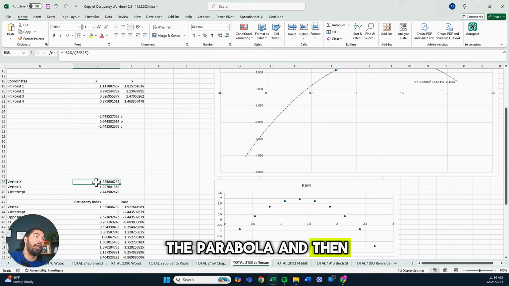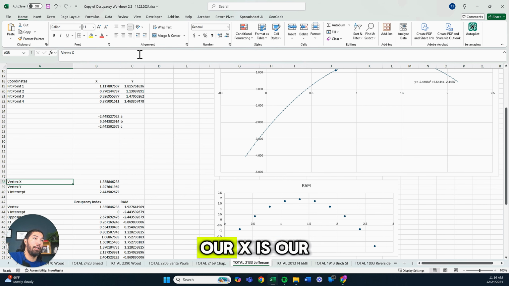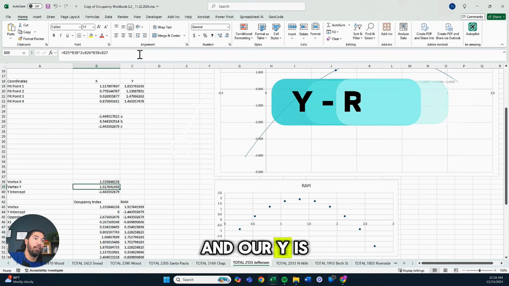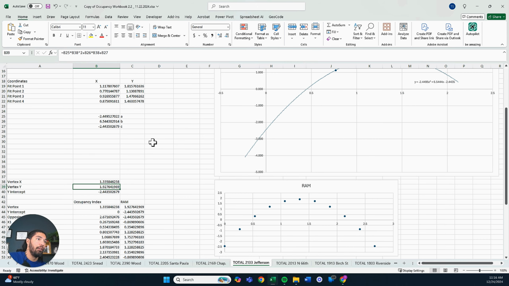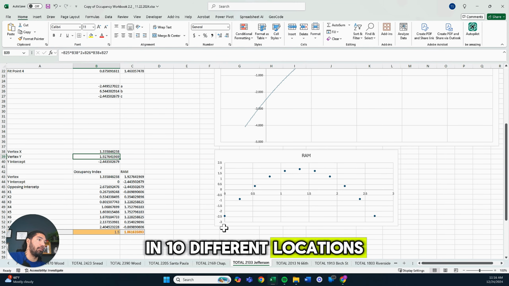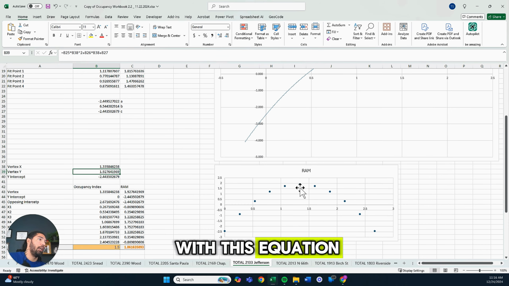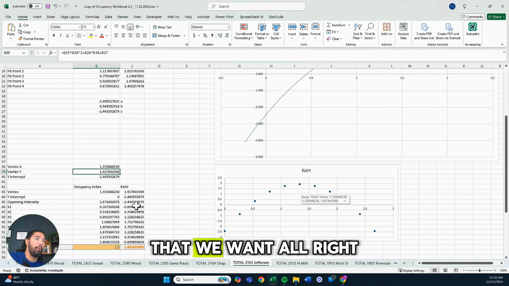And then, so now that we have the x vertex, the location of the x vertex, we can now plug in our standard equation. So y is going to equal ax squared plus bx plus c. So we plug that formula in, and now we have our xy location. This is also our x is our MPI that we're shooting for, and our y is the corresponding RAM we expect to get. Now, just for fun, I went ahead and plotted this formula in 10 different locations, right? And so that shows us the parabola that we're looking at here, right? The parabola associated with this equation, and then visually shows us that peak point that we want, all right?